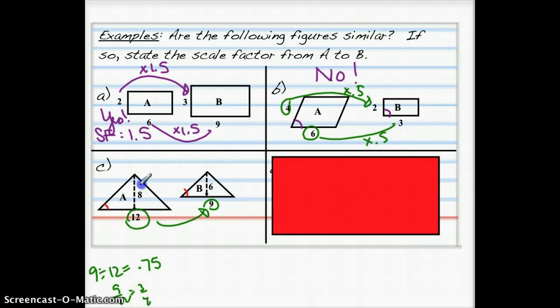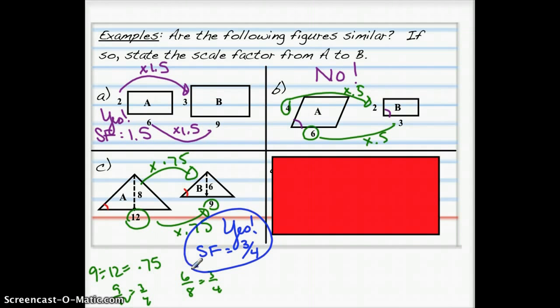Okay. If I do the same thing here from 8 to 6, 6 divided by 8, that's also 3/4 or 0.75. So it looks like both times I multiply by 0.75. And like I said before, I don't know this for sure, but I'm going to guess that the angles are the same. So I'm going to say, yes, these are similar. And from A to B, the scale factor is 0.75 or 3/4. Okay. You might want to challenge yourself and see if you can find the scale factor from B to A.